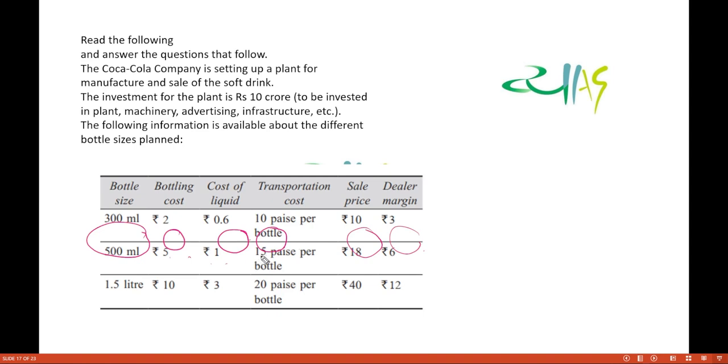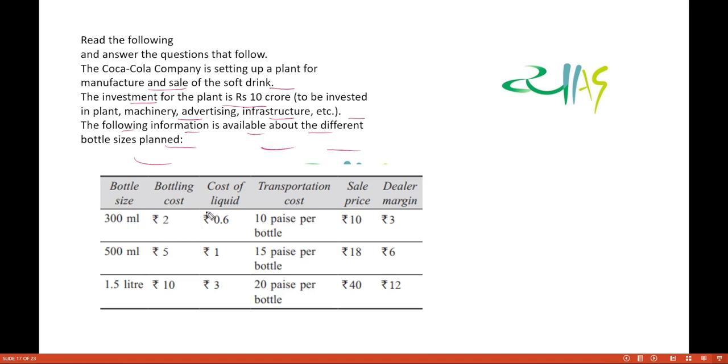So here, profit. Guys, look at this question. What is this question saying? The question says that the Coca-Cola company is setting up a plant for manufacture and sale of the soft drink. The investment for the plant is rupees 10 crore to be invested in plant machinery, advertising, infrastructure, etc. The following information is available about the different bottle sizes planned.